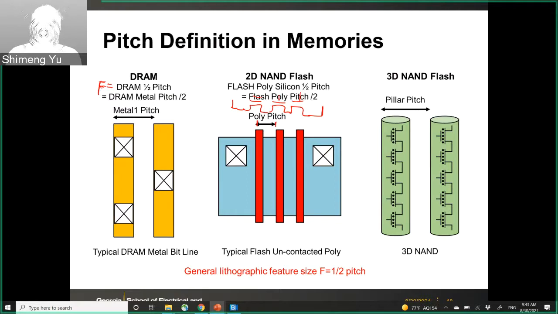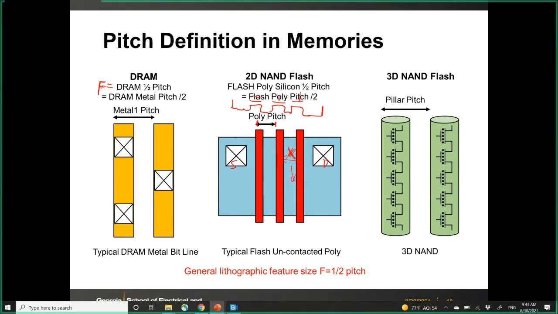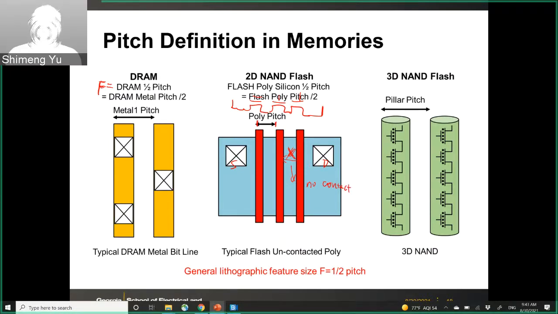So here, one feature of the 2D NAND is that between those transistors, there's no source and drain contact. If you think this is source and drain, between those two poly pitches, there's no contact. Here, no contact. This is a way to improve the density of the NAND flash. This is a key difference, because in the logic transistor, typically you will have the contact between two poly gates. But in the NAND flash, you don't have the contact in between.